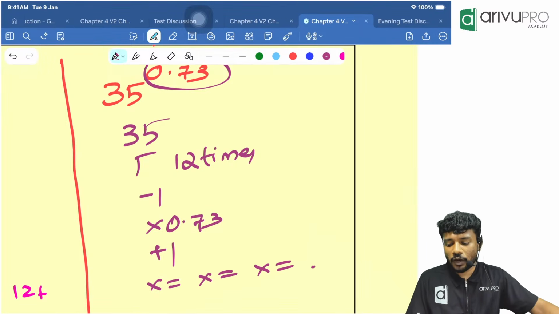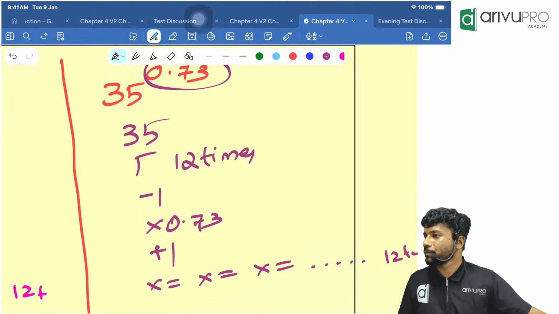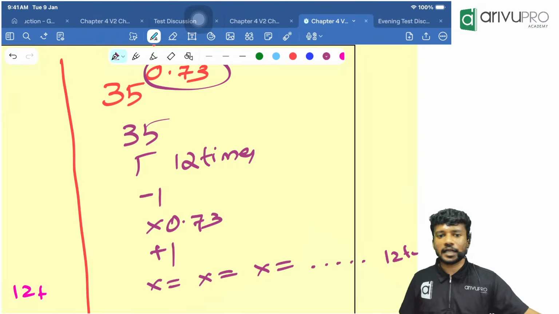Into equal to. How many times are you going to do that? 12 times. Do that. 1, 2, 3, 4, 5, 6, 7, 8, 9, 10, 11, 12. How much did you get? 13.4? Yes, 13.4 is the answer.